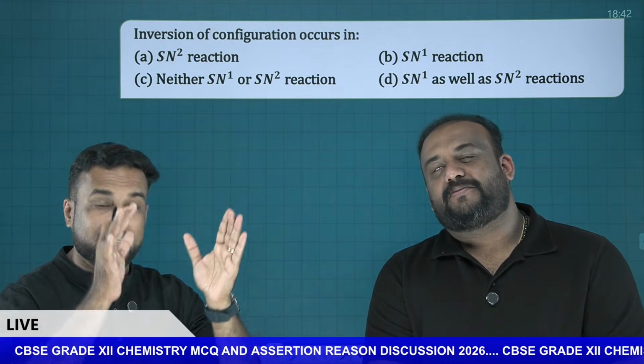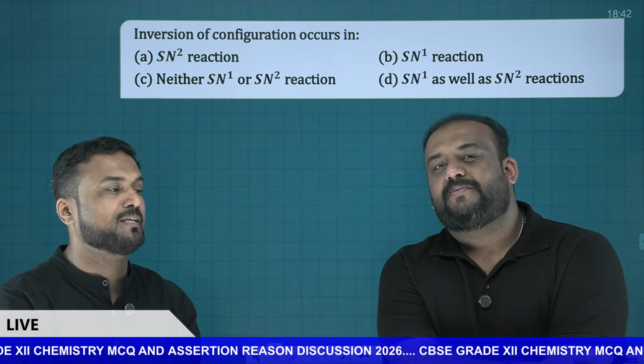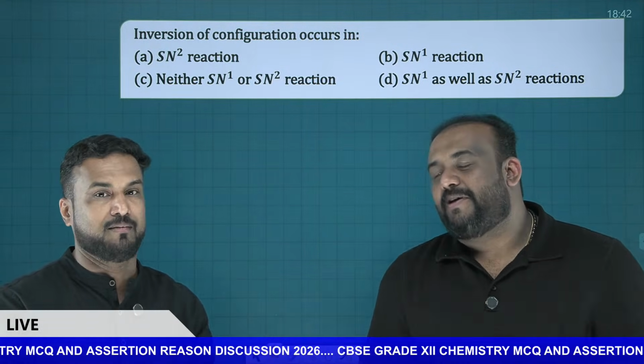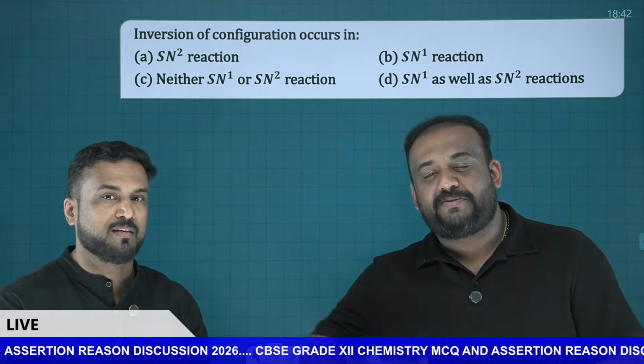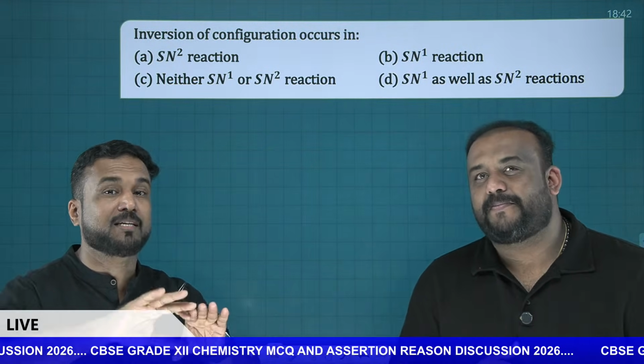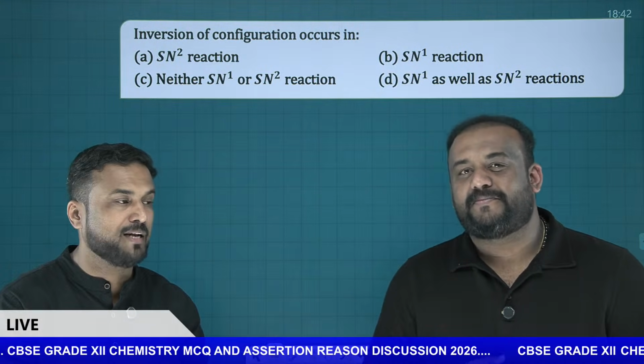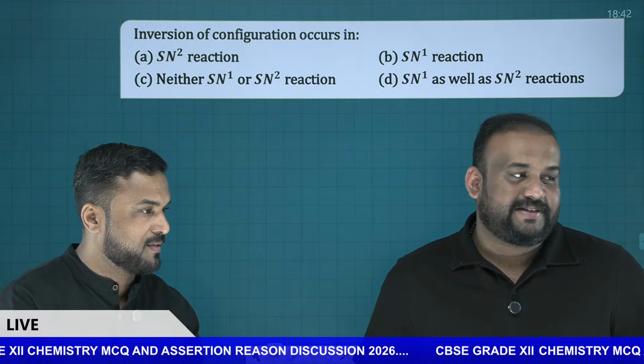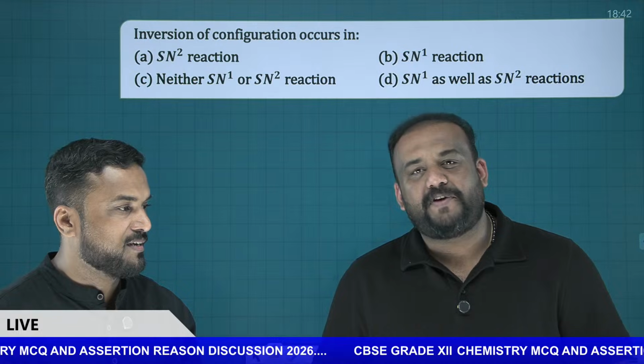You know that SN1 means both retention and inversion of configurations are there, in equal probability. That's why we are getting a racemic mixture in that case. That is why in SN1 we say racemic mixture. Both D and L forms together can come. So here they asked in which reaction inversion of configuration occurs.